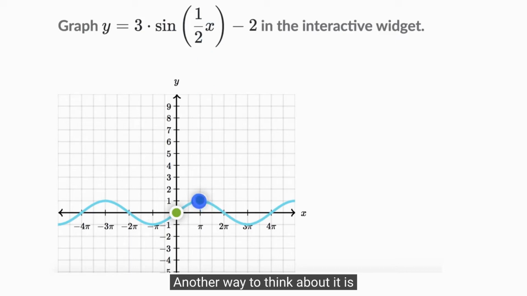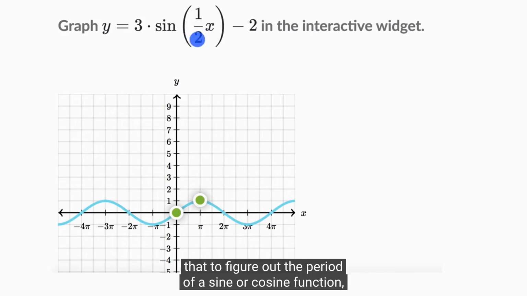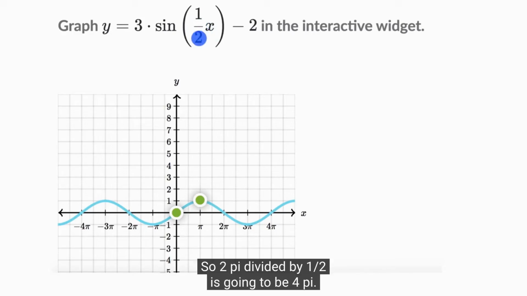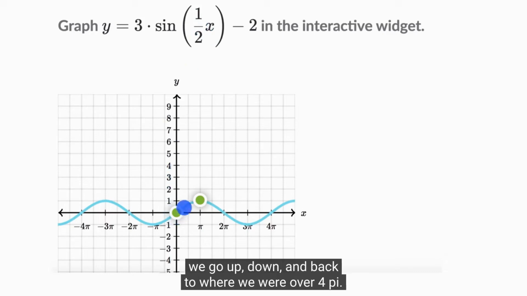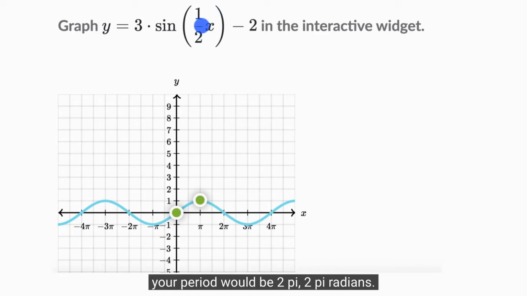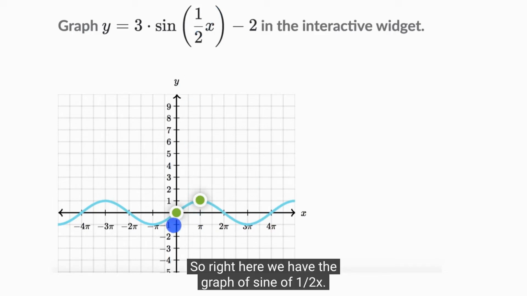Another way to think about it is, you might be familiar with the formula, although I always like you to think about where these formulas come from, that to figure out the period of a sine or cosine function, you take 2 pi and you divide it by whatever this coefficient is. So 2 pi divided by 1/2 is going to be 4 pi. And you can see the period here. We go up, down, and back to where we were over 4 pi. And that makes sense because if you just had a 1 coefficient here, your period would be 2 pi. 2 pi radians, you make one circle around the unit circle is one way to think about it. So right here we have the graph of sine of 1/2 x.